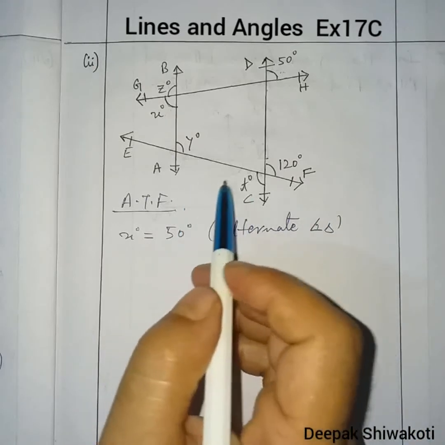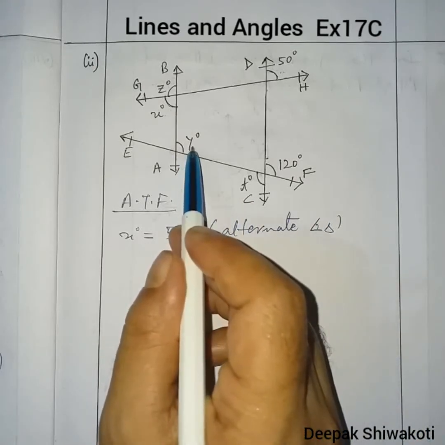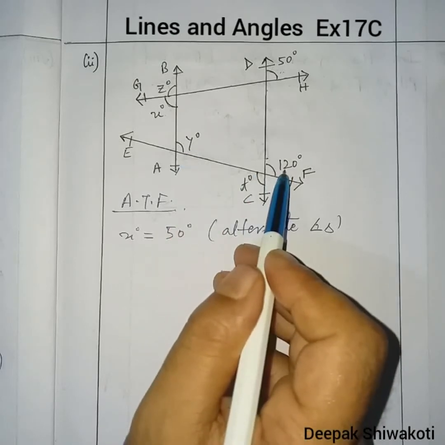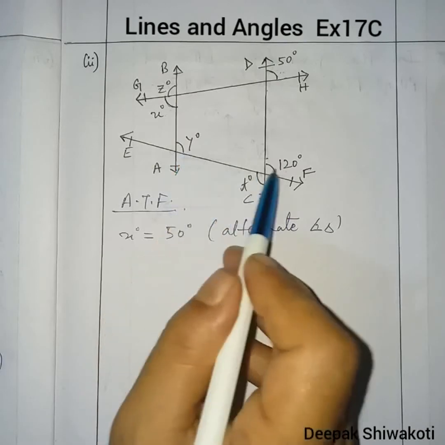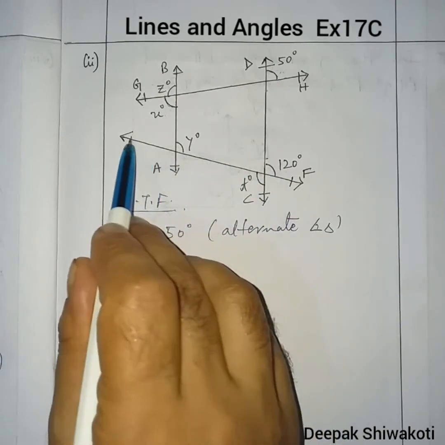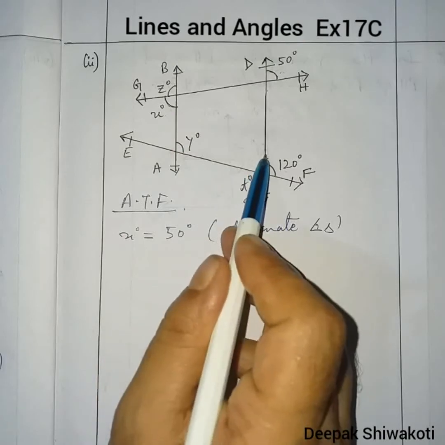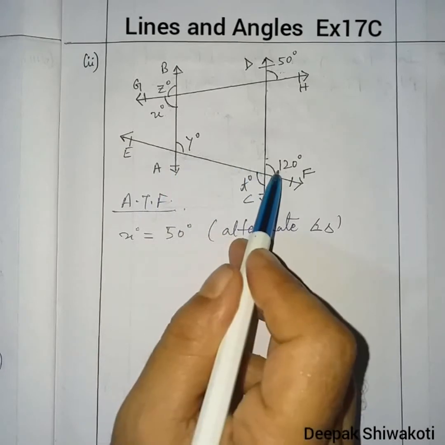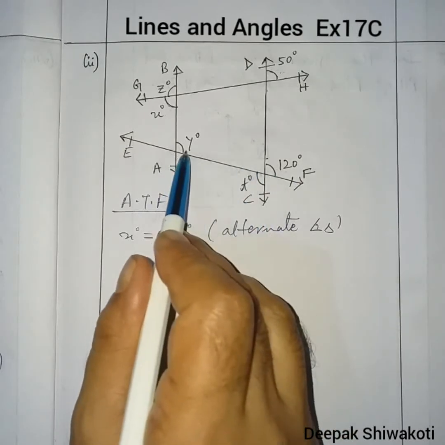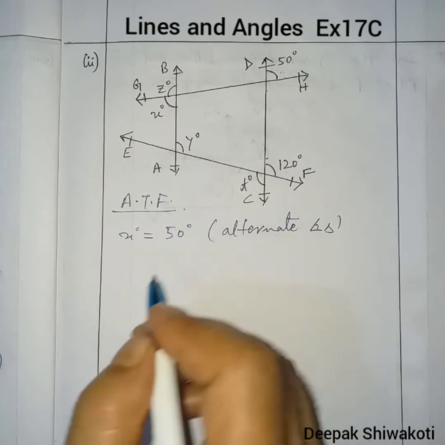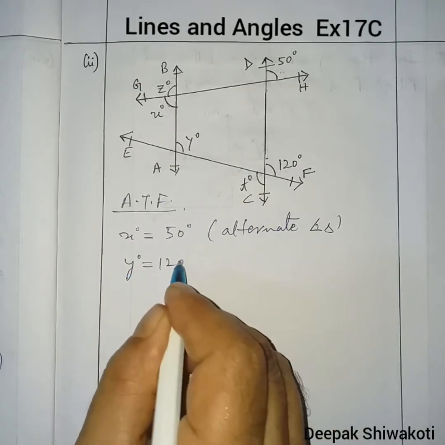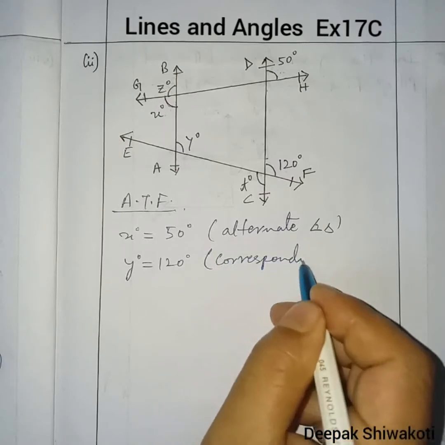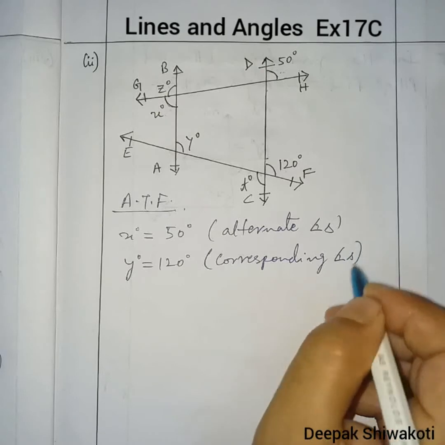Okay, y is here, y degree is equal to 120 degrees, isn't it? Corresponding angles, this angle and this angle are corresponding to each other. When this EF is the transversal and AB and CD are parallel lines, then these two are corresponding to each other, isn't it? So this will be equal to each other. So therefore y degree is equal to 120 degrees, corresponding angles.